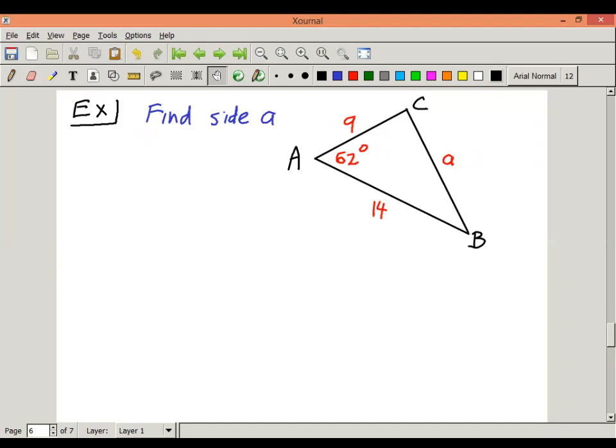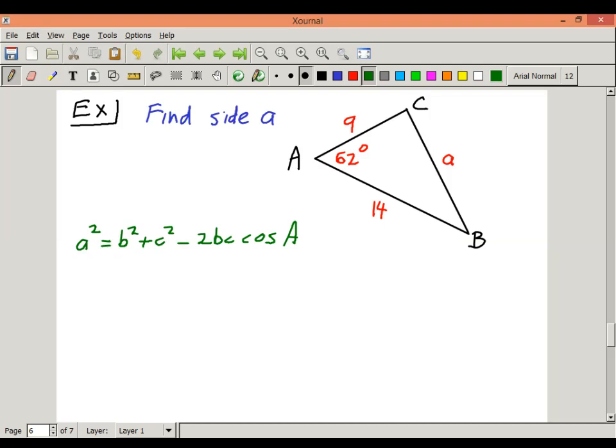So notice we don't have any side-angle combinations. We don't have side a, but we have angle A. We have side c, but not angle C. We have side b, but not angle B. So we can't use law of sines here. So we're going to have to use law of cosines. Okay, so here's the law of cosines, the version I'm going to use here. It's a squared, because we're looking for a, equals b squared plus c squared minus 2bc cosine of angle A. So now we got to plug all that information in and then use our calculator.